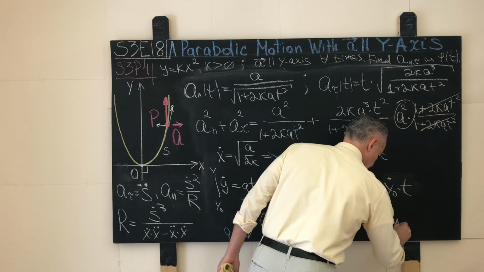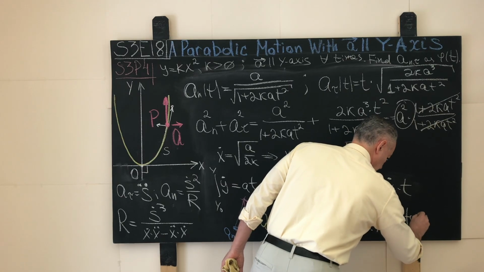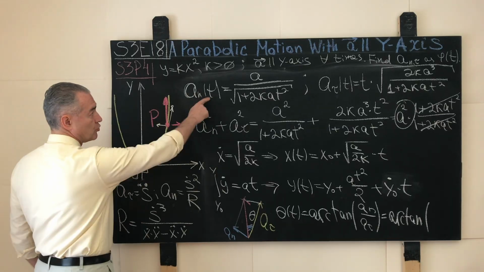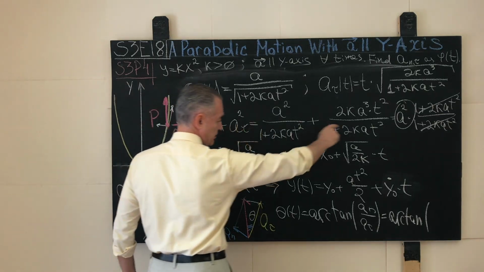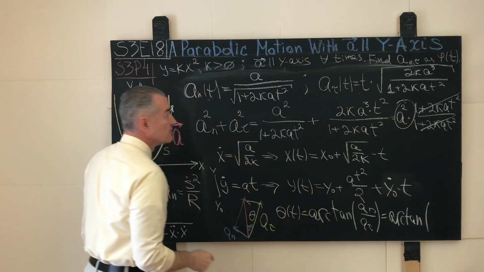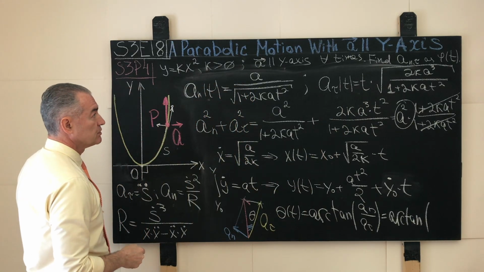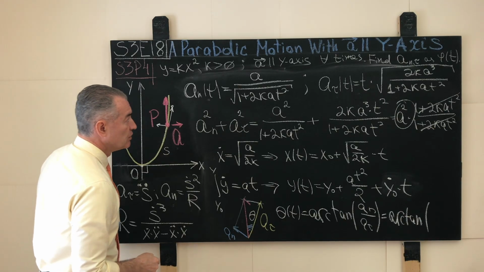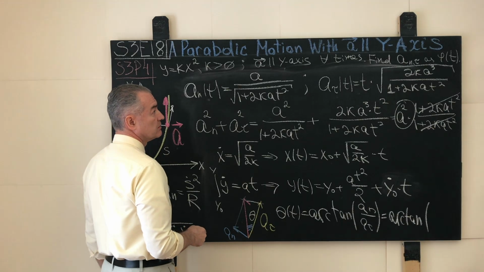Let's see if we can do it. Arctan of what? If we divide our normal acceleration by the tangential acceleration, what will we have? We will have the following.